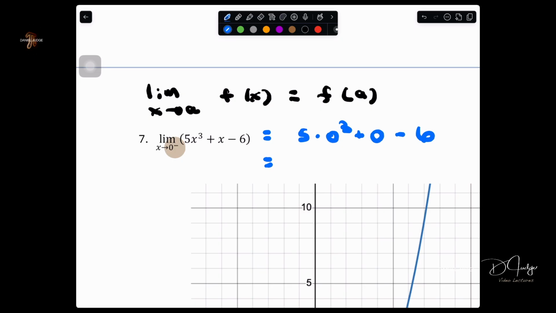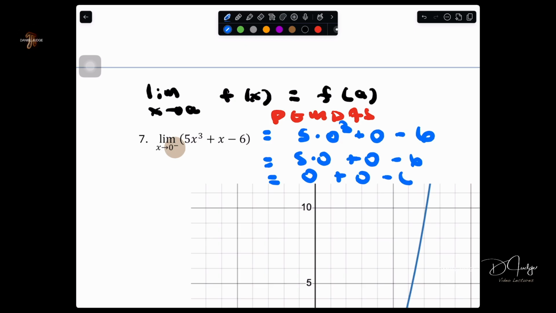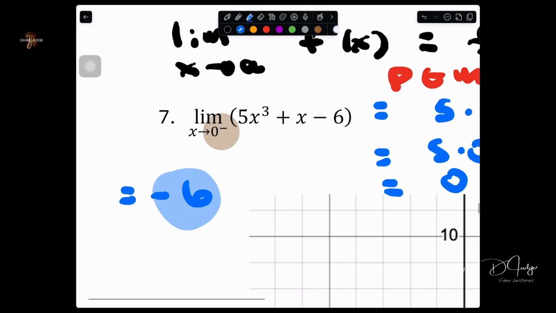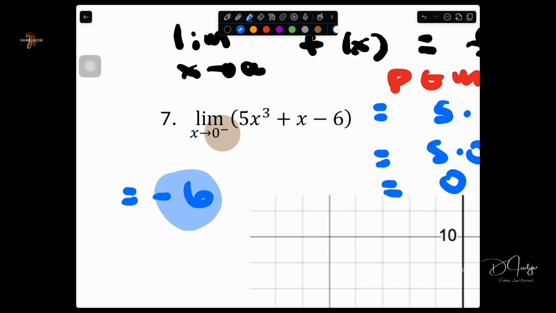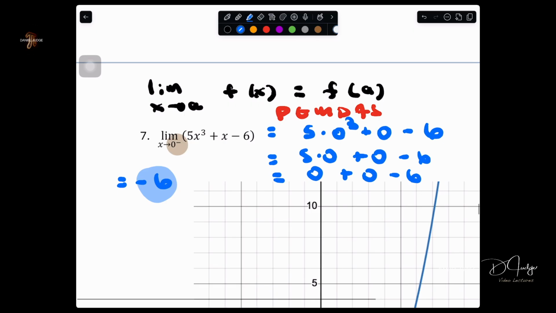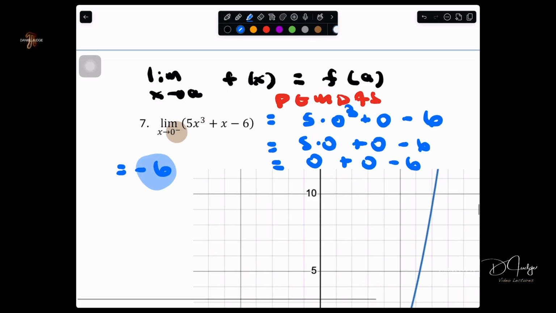And so you just simply use order of operation. Please excuse my dear Aunt Sally. So now you get 5 times 0 plus 0 minus 6. 5 times 0 is 0, plus 0 minus 6. So ladies and gentlemen, the answer is going to be simply negative 6. So I'll put the answer over here. This equals negative 6. Okay, so the limit as x approaches 0 from the left, because this is a polynomial function, we just use functional evaluation. So this will be negative 6.